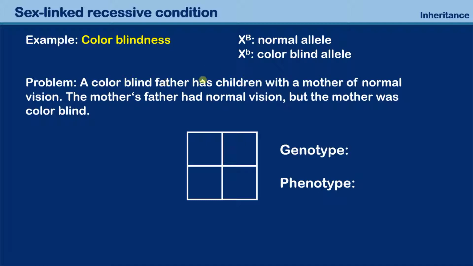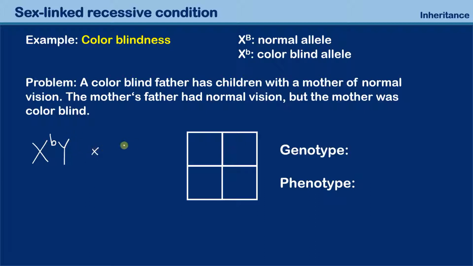Over here, our problem situation is the following. A colorblind father has children with a mother of normal vision. The mother's father had normal vision, but the mother's mother was colorblind. How do the children look? Well, because it is sex-linked, we have to worry about the XY writing. So I'm going to write over here an X and a Y for the father, because men have XY chromosomes. The father is colorblind, so I'm going to write a lowercase b over here, next to the X chromosome. There is nothing over here on the Y chromosome because the allele can only be found on the X chromosome.